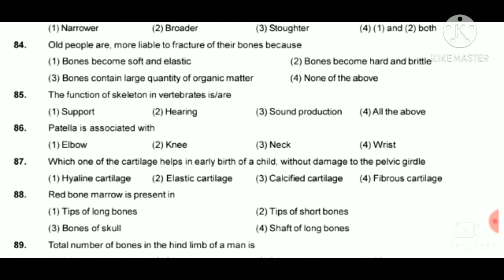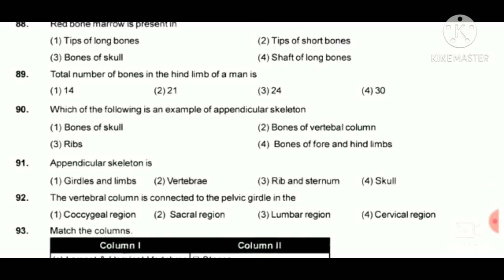Red bone marrow is present in number 1 tips of long bone, number 2 tips of short bones, number 3 bones of skull, number 4 shaft of long bones, and the answer is option number 1 tips of long bones. Next is question number 89.